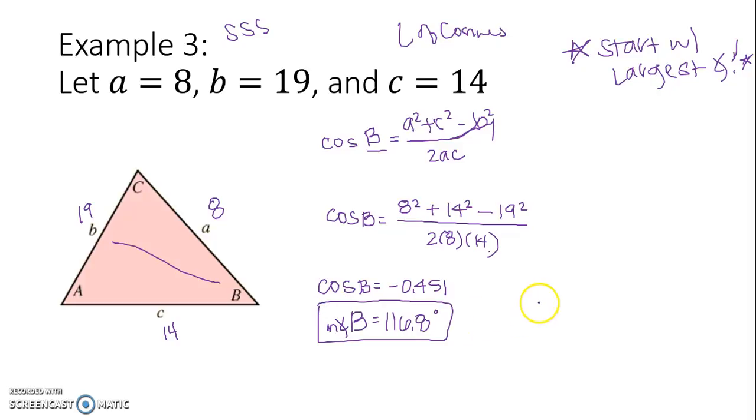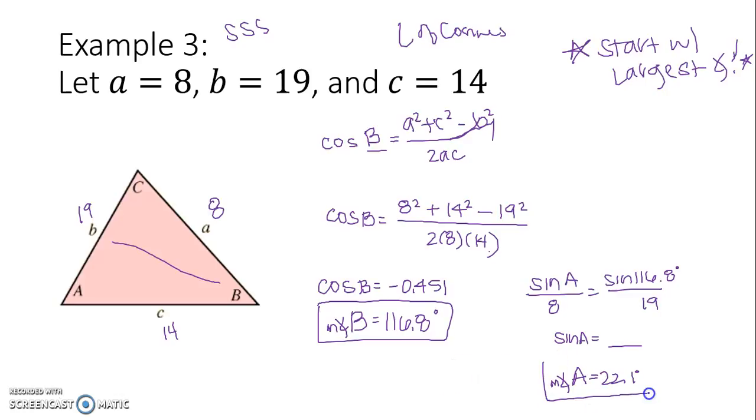Once I have angle B, I can set this up with law of sines. So sine of angle A over side A equals sine of angle B, which was 116.8, over side B, which was 19. Cross multiply. I'm going to have to divide, and then I'll have sine of A equals what you get there. Make sure you're doing your sine inverse so that you can find the measure of angle A. When you do that, you should get 22.1 degrees.